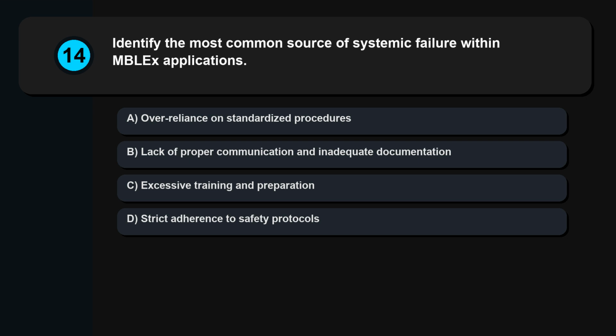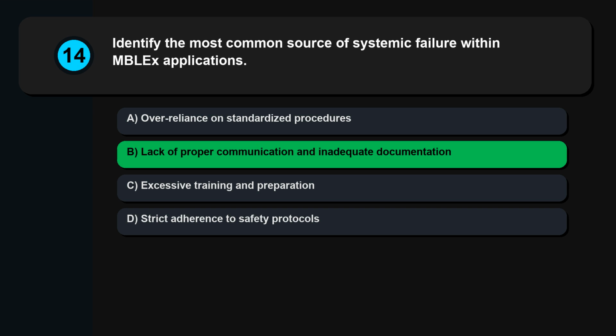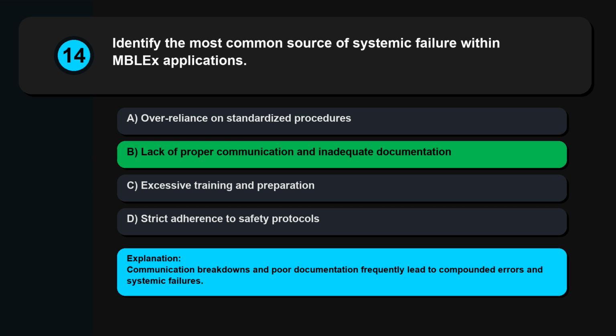Question 14. Identify the most common source of systemic failure within MBLEx applications. Over-reliance on standardized procedures, lack of proper communication and inadequate documentation, excessive training and preparation, strict adherence to safety protocols. Communication breakdowns and poor documentation frequently lead to compounded errors and systemic failures.